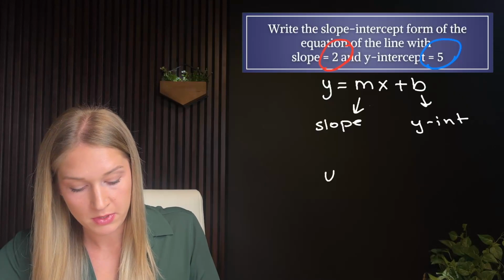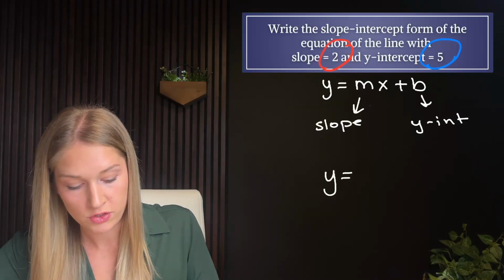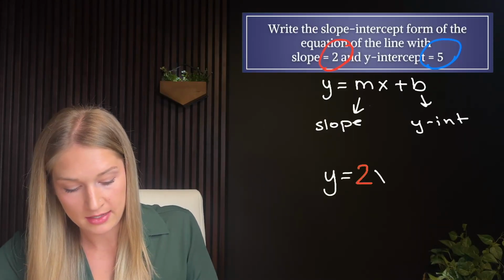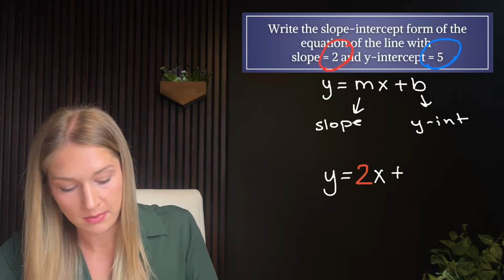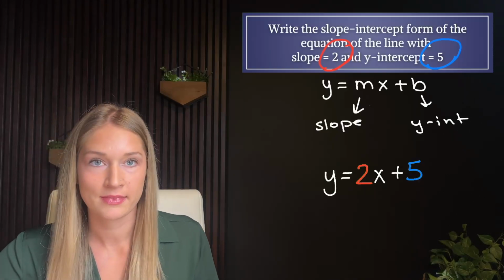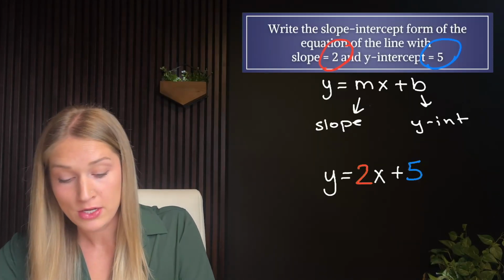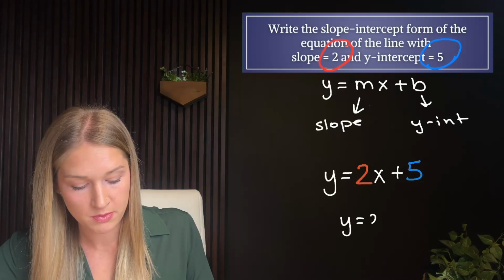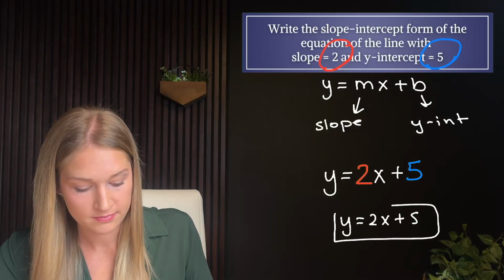So I've got the equation y equals 2 times x plus my y-intercept, which is 5. I don't need to simplify anything here, so my equation is just y equals 2x plus 5. Let's do a couple more.